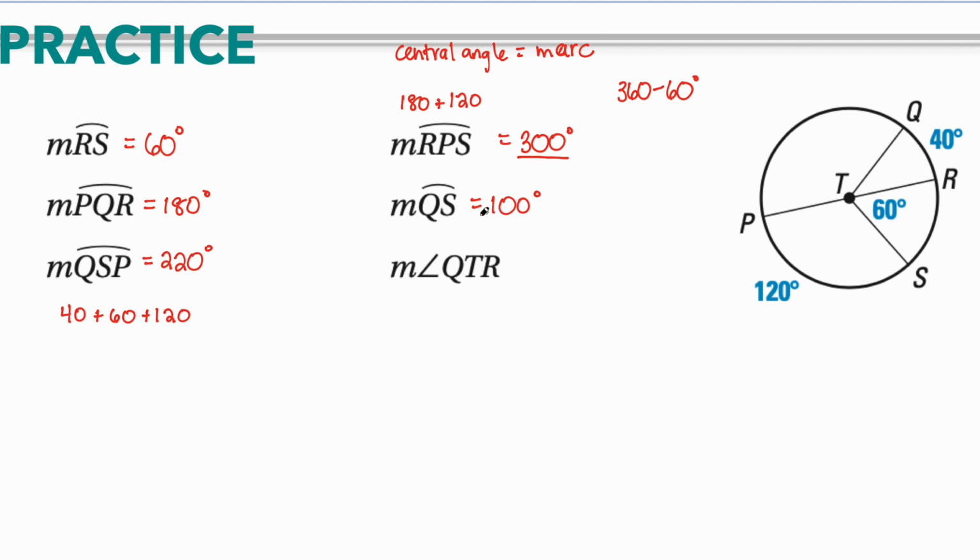And last, the angle of QTR. This is an angle, not an arc. QTR is this angle measure. And that's the exact same thing as the arc measure. So your answer is going to be 40 degrees.